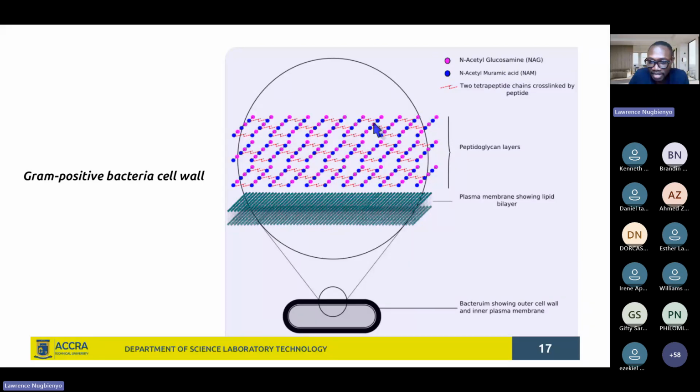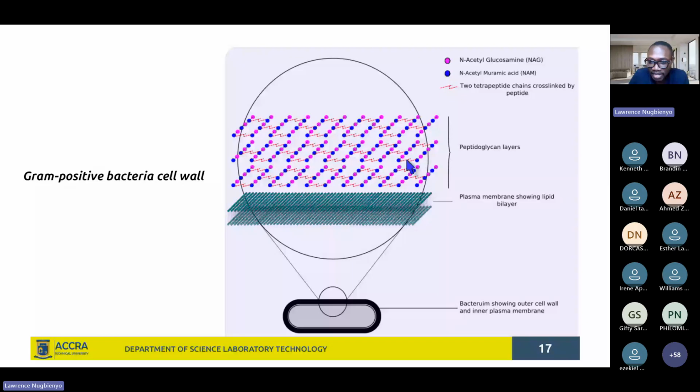So you have this heteropolysaccharide derivative, because you are having this glucose molecule with some glycosyl group and some muramic acid group that is attached to it.